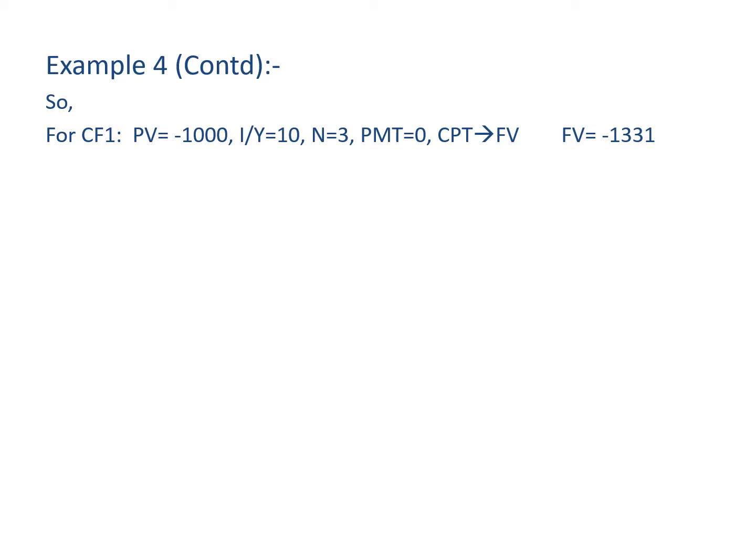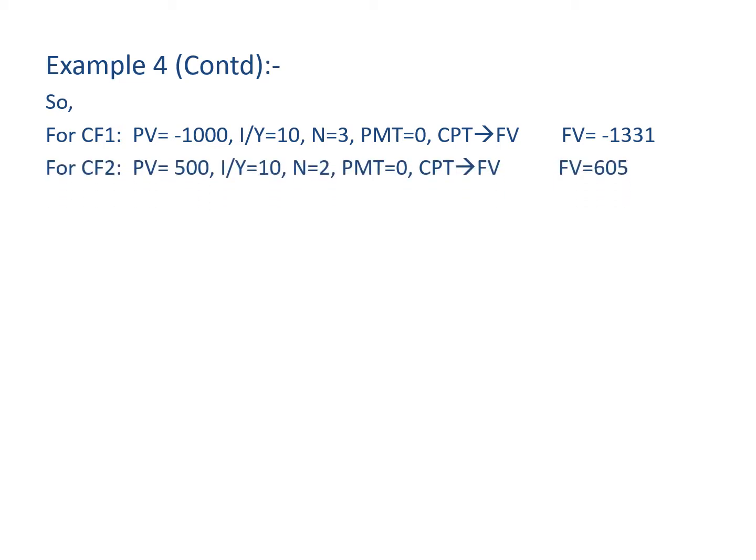N is 3, and PMT is 0. When we compute FV, we get FV as negative 1331. N is 3 here as this cash flow occurs at the end of year 1 and we need to find FV at the end of 4th year. So there is a gap of 3 years between these two events.